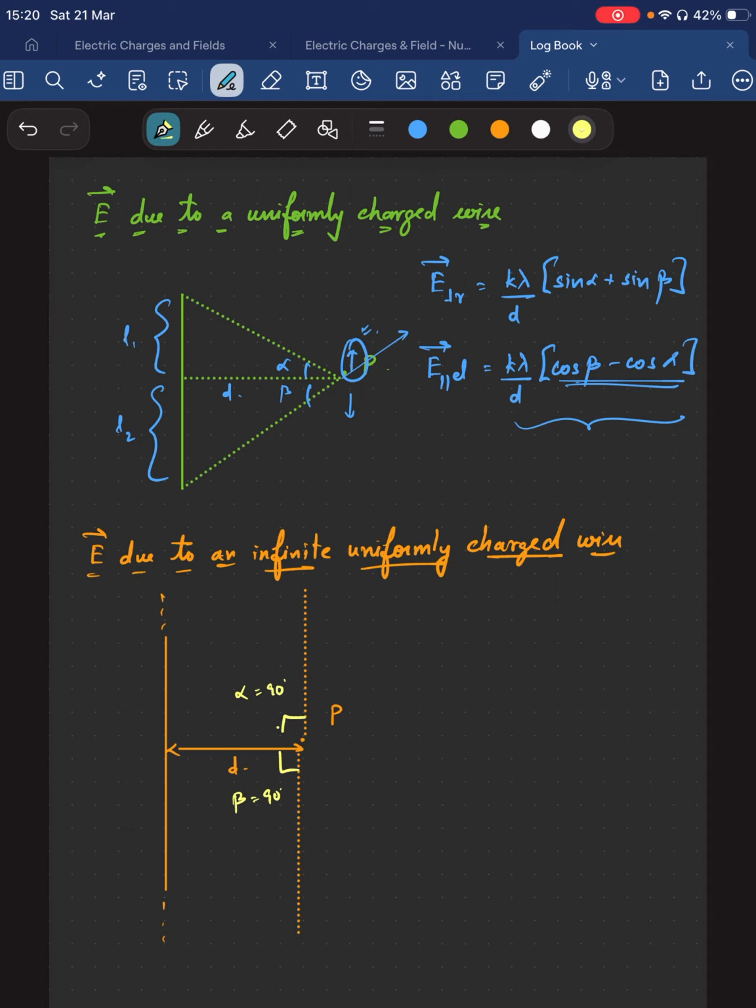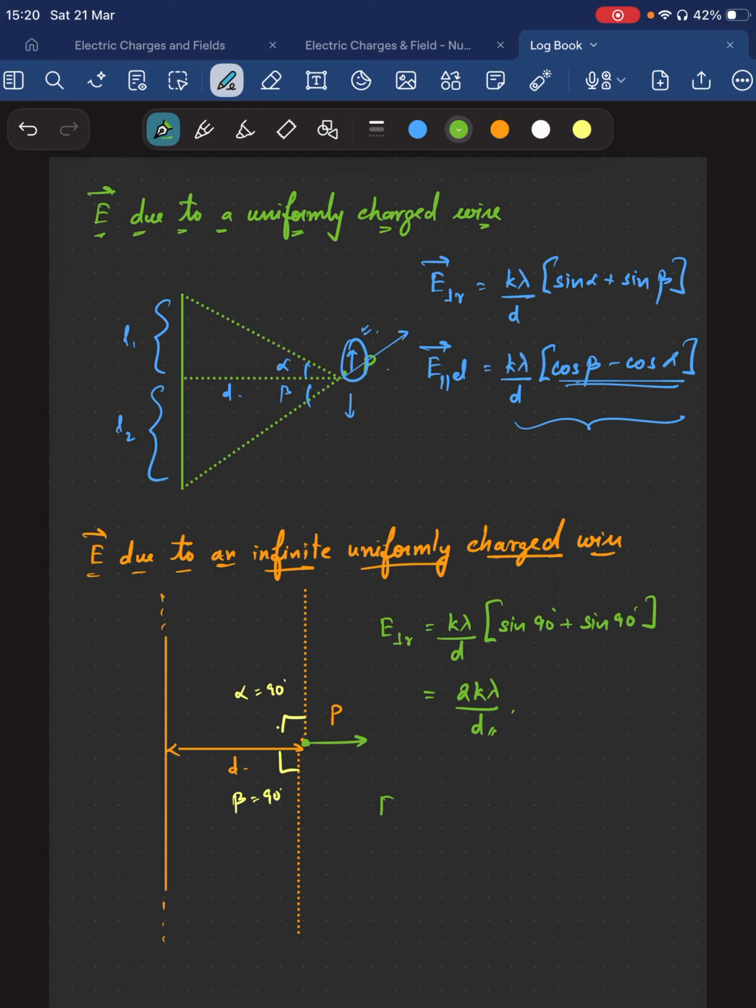From this, you can derive the formula for the electric field due to an infinite linear charge. Let's calculate both components. The electric field perpendicular to the rod will be k lambda by d (sine alpha plus sine beta), which is sine 90 plus sine 90, so 1 plus 1 is 2. So the perpendicular component is 2k lambda by d, and we'll have an electric field along this direction.